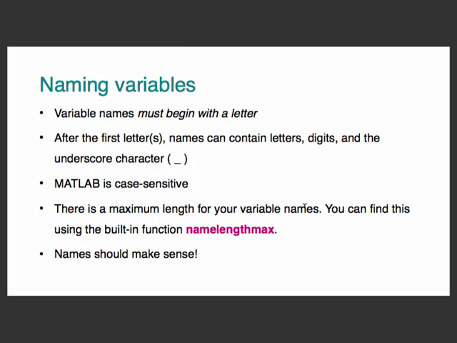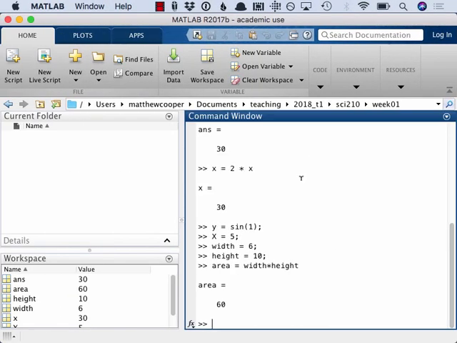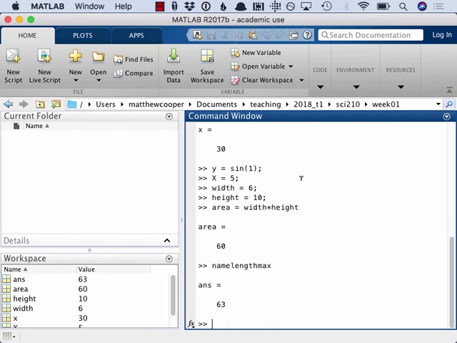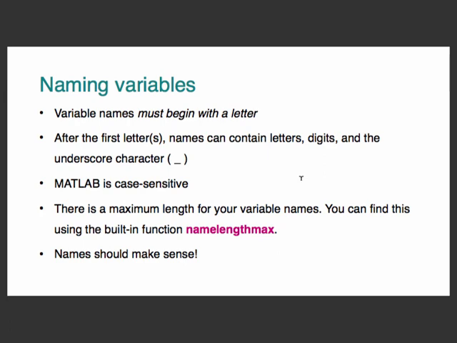There is a maximum length for your variable names. You can find this using the built-in function namelengthmax. Typically, you don't need to worry about this. It's usually long enough, and you're not going to be writing variable names that long. If I go namelengthmax, it's 63 characters. It would be arduous and annoying having to type variable names that are 63 characters long, so it's not going to happen. Names should make sense, as I said.